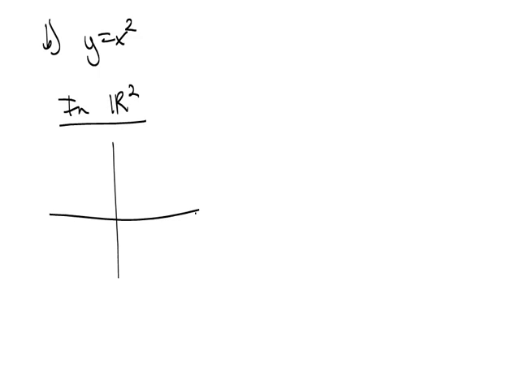Let's try another graph while we're on a roll. How about we want to sketch the graph y equals x squared? You say, all right, well, how many dimensions? You want me to sketch it in R2? That's no problem, because in R2, all you've got is a parabola. Of course, y equals x squared is just a parabola opening up on the y-axis.